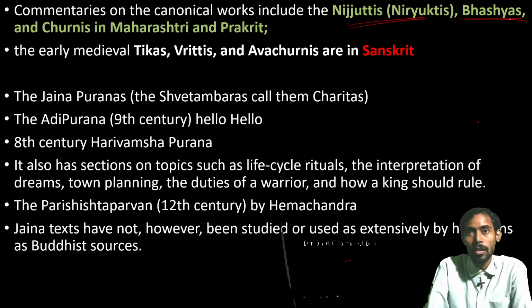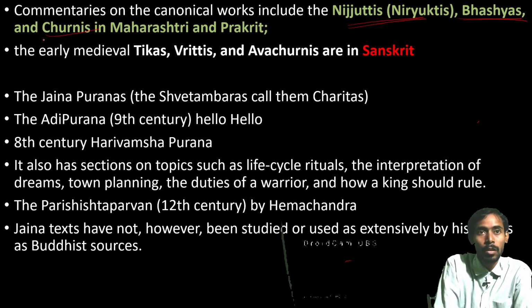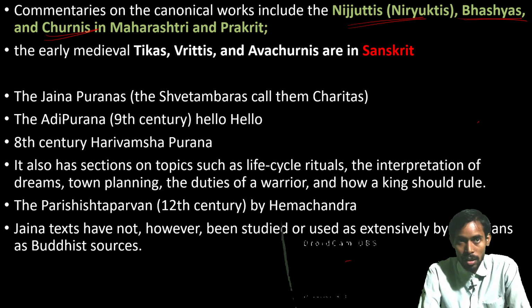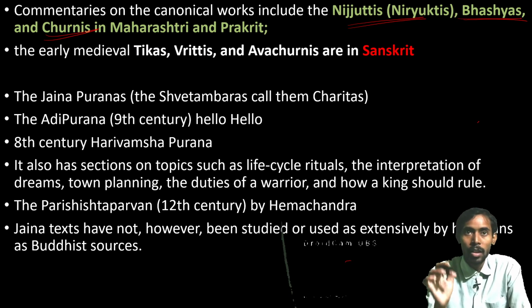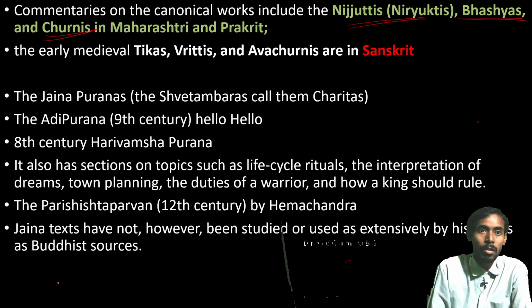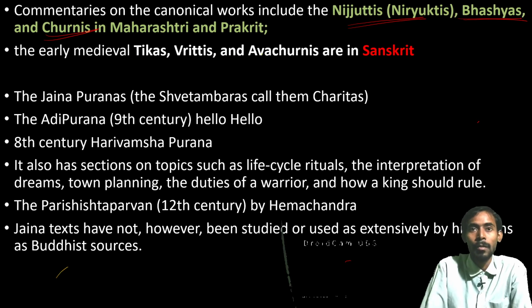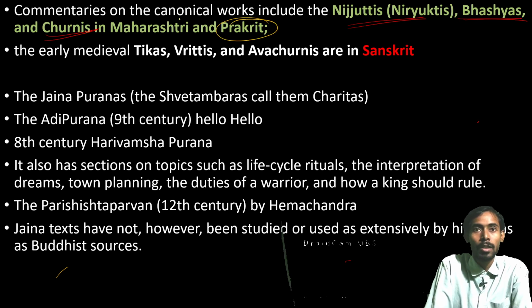Then Vyasa, then you see Churnis, and these are all written in Maharashtri Prakrit. These texts, the Niryuktis, Vyas, and Churnis, are written in Maharashtri Prakrit. So don't be confused. Let me change the color to yellowish. So here you see Prakrit and Maharashtri.